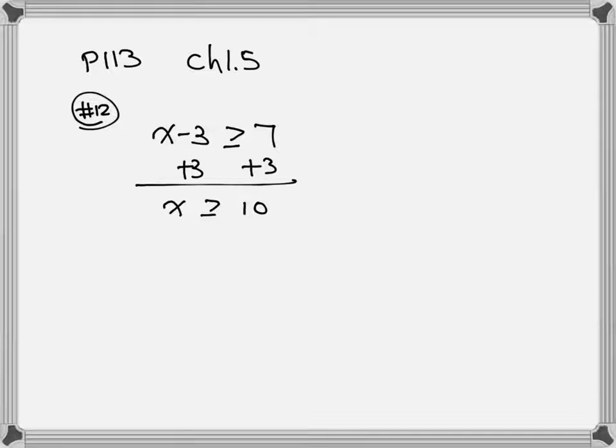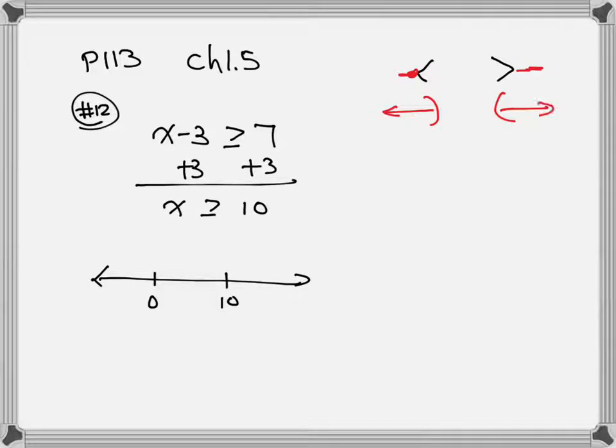After that, we're going to graph. So here's my line. 0, 10 is over here. For less than or greater than, we're going to use parentheses. See, the point to the left, so you draw your arrow to the left. Here the point to the right, so you draw your arrow to the right.